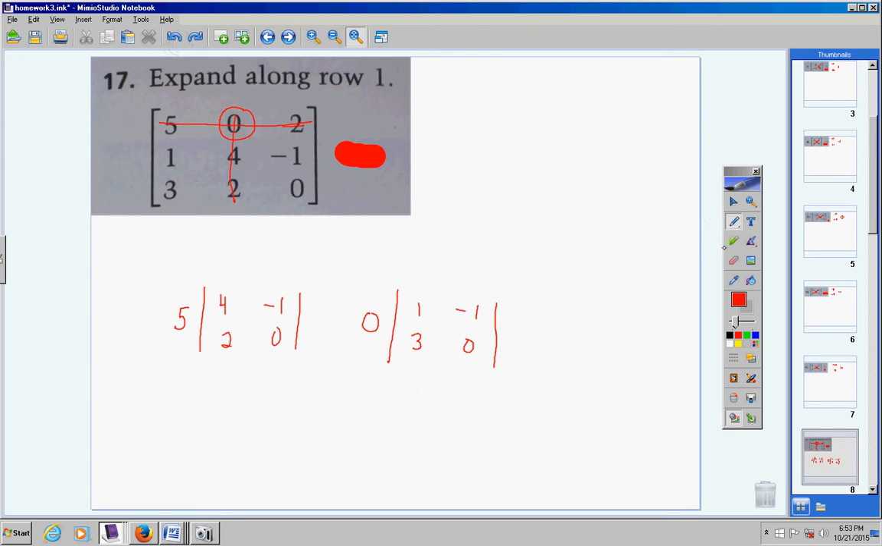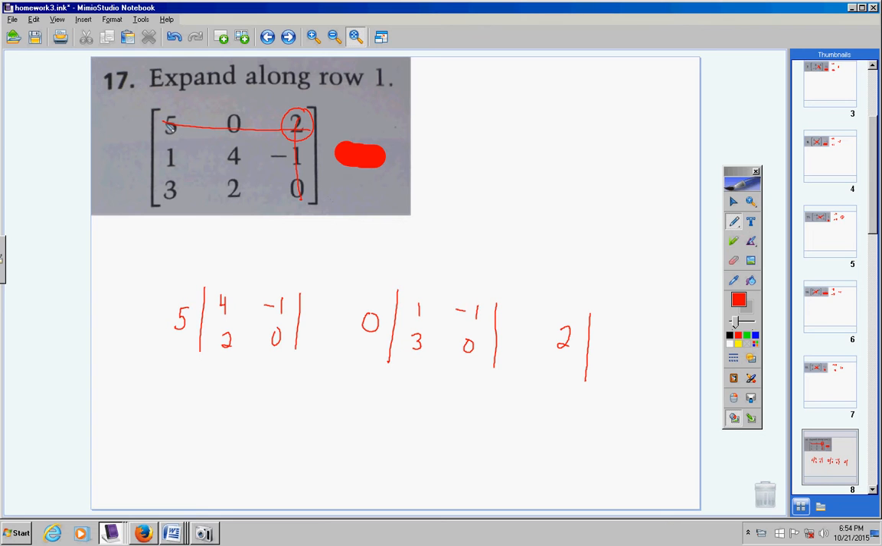Alright, now we continue along the first row. Okay, now remember, you could have chosen any row that you wanted, but the directions told us to use row 1. So because of that, we're moving along row 1. So we get to the last number, 2. We'll put a 2 here. Cross off the row and the column that contained that 2. And we're left over with this matrix here.